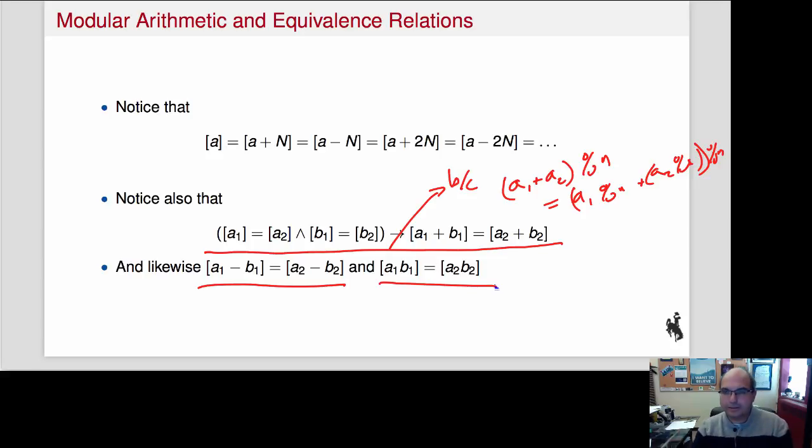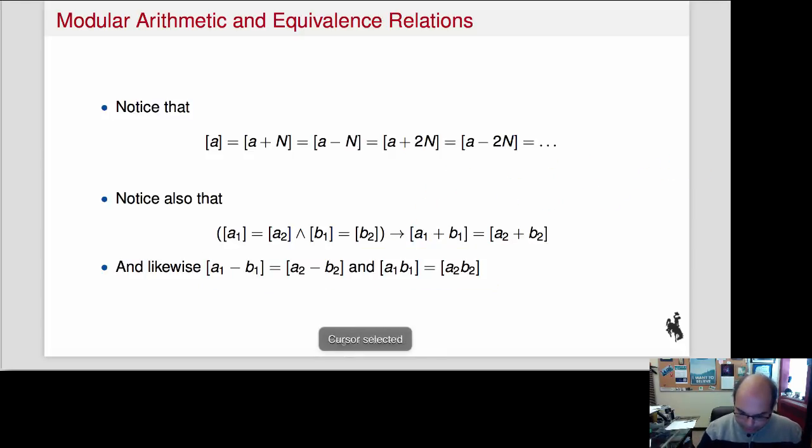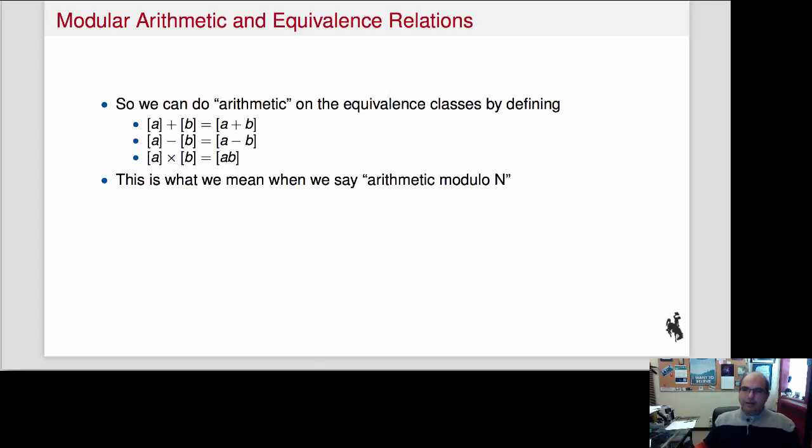Or if A1 is the same as A2, and B1 is the same as B2 modulo n, then when I add them, I get the same modulo n. When I subtract them, I get the same modulo n. When I divide them, I get the same. Multiply them, I get the same modulo n. Okay, so what that means is that I can now start doing arithmetic on those equivalence classes, right? So I can define, and I want to be clear on this, these are the definitions, okay?